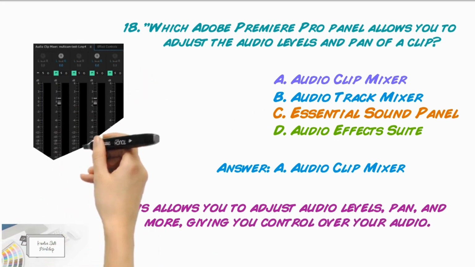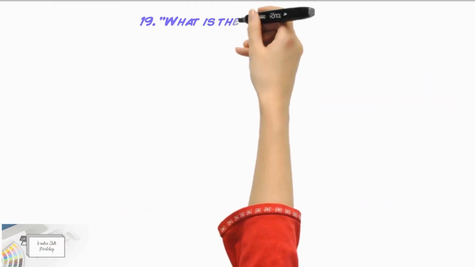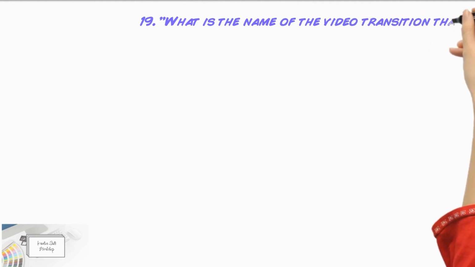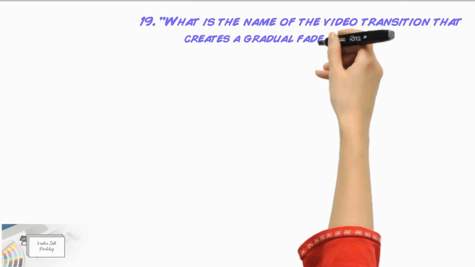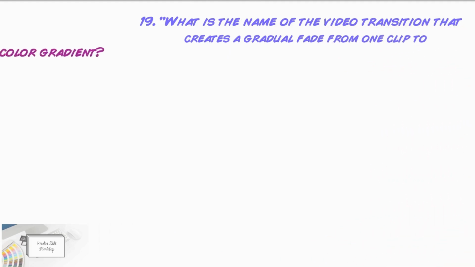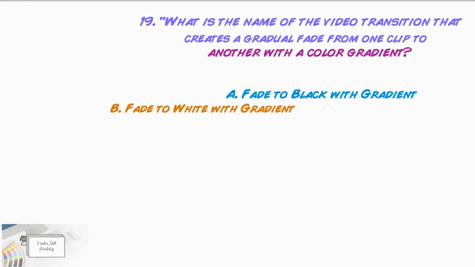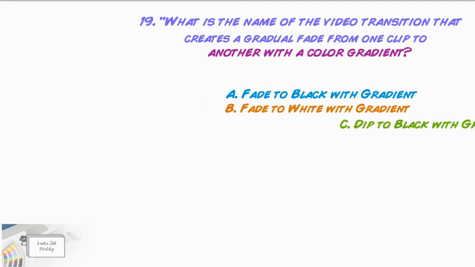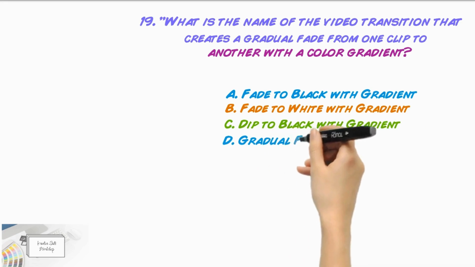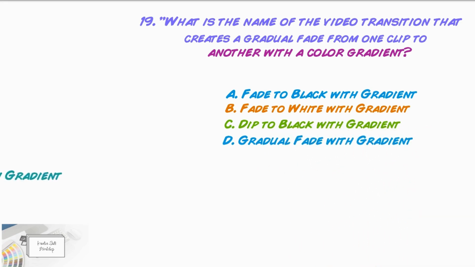Question 19. What is the name of the video transition that creates a gradual fade from one clip to another with a color gradient? A. Fade to black with gradient. B. Fade to white with gradient. C. Dip to black with gradient. D. Gradual fade with gradient.